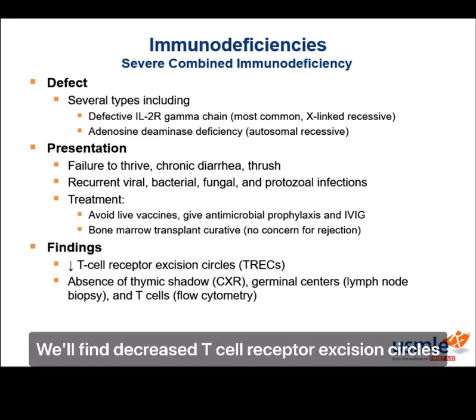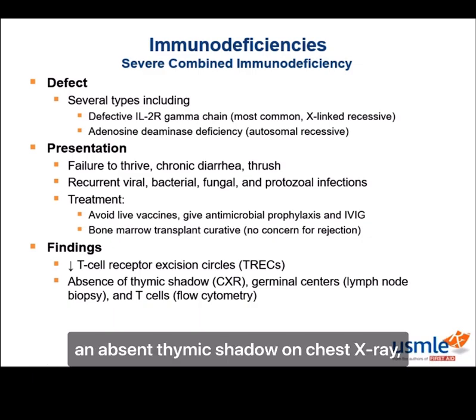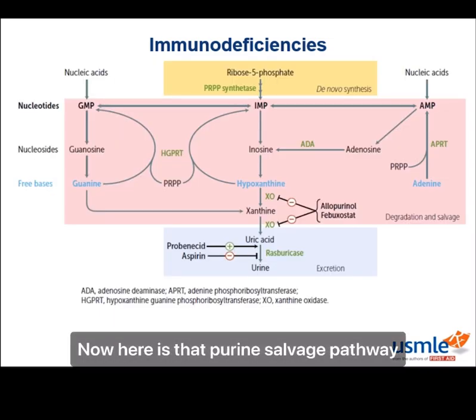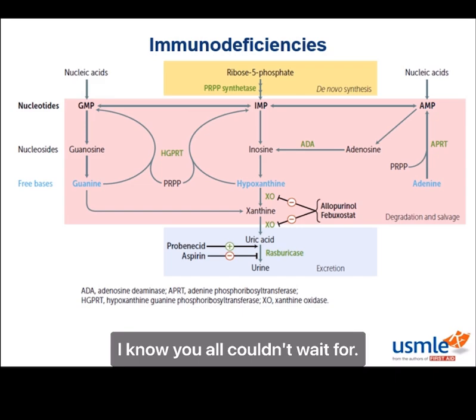We'll find decreased T-cell receptor excision circles, an absent thymic shadow on chest x-ray, no germinal centers on lymph node biopsy, and no T-cells on flow cytometry. These patients are severely deficient. Now, here is that purine salvage pathway I know you all couldn't wait for.